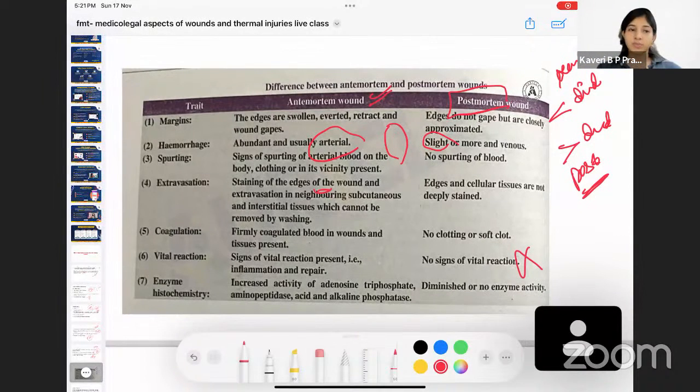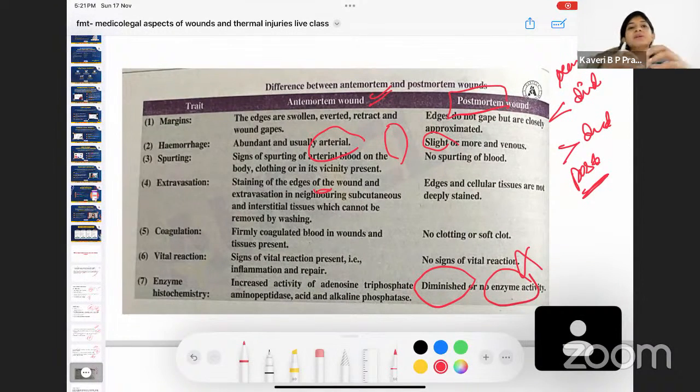Coming to the enzymes, there are various enzymes like adenosine triphosphate, aminopeptidase, acid and alkaline phosphatase, whose levels can be checked. Their levels will be raised in case of an antemortem wound, whereas in postmortem their activity is going to be diminished, or you can say their activity is nil. So these are the various differences between antemortem as well as postmortem wounds.